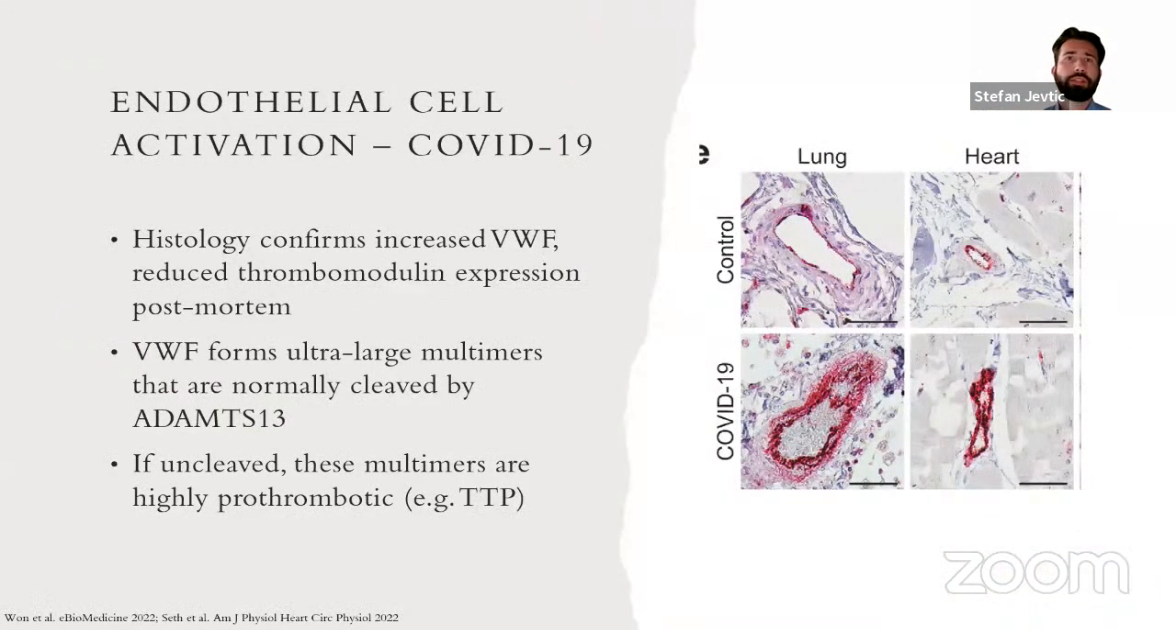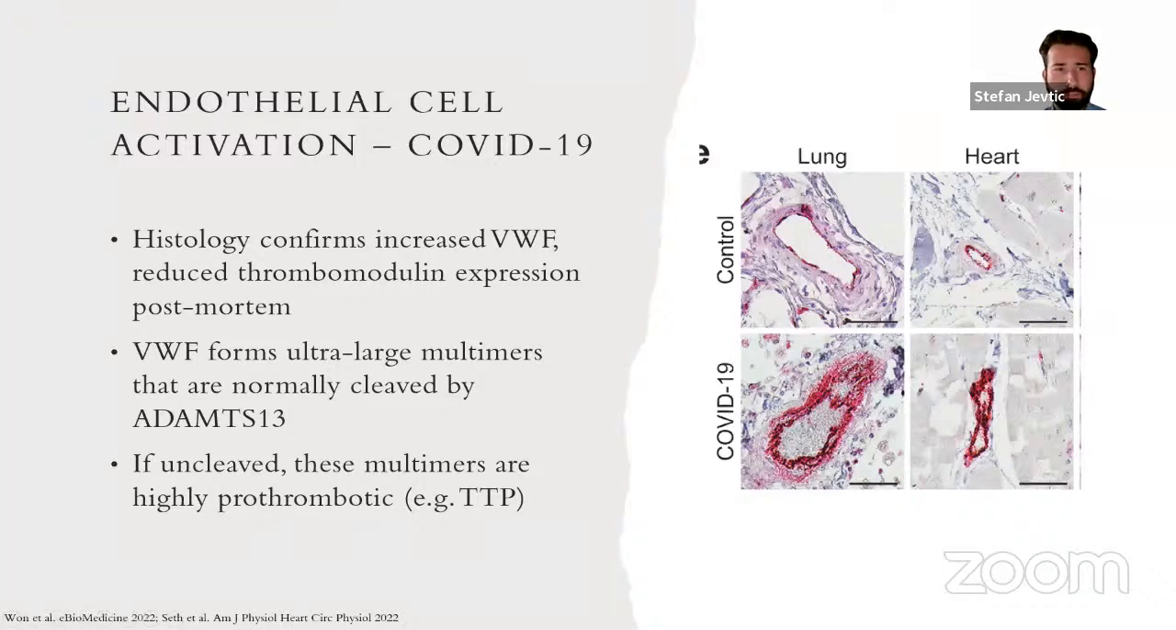And so the role for endothelial cells was quite prominent again early in the pandemic when it was shown that there was increased von Willebrand factor expressed in these patients. And on autopsy, what we could see is that when you looked in the lung and the heart in control, this is von Willebrand factor staining in pink. There's generally baseline staining present in endothelial cells. But with COVID-19 infection, you have a marked increase in the staining and release of this factor, suggesting marked endothelial cell activation.